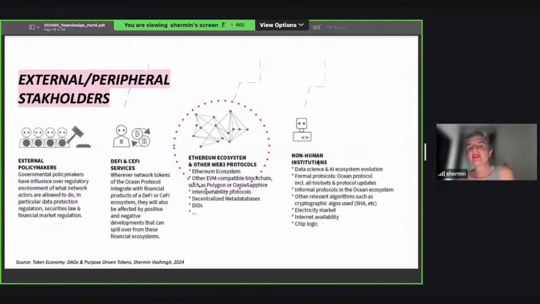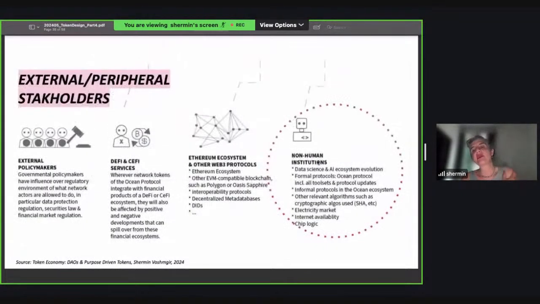Ocean builds on Ethereum and EVM compatible infrastructure. So any changes in the Ethereum ecosystem, for better or worse, will also influence the Ocean socioeconomic dynamics, not only the Ethereum ecosystem, but other Web3 protocols that might be used or might become more important all of a sudden.